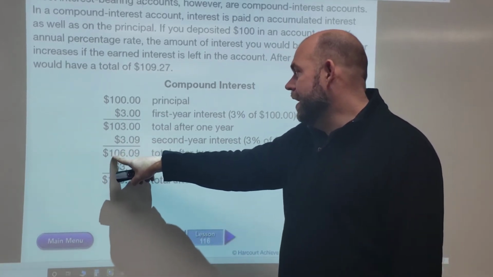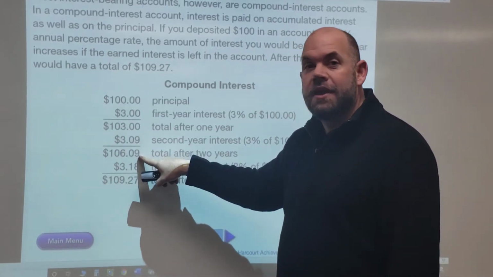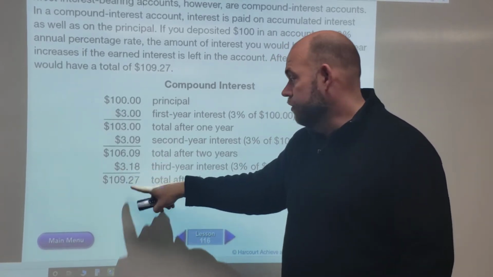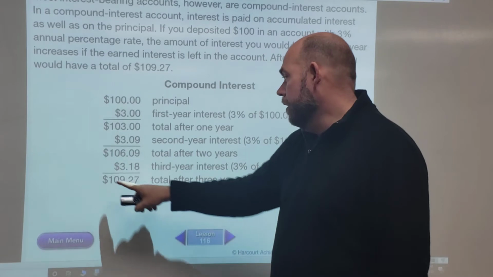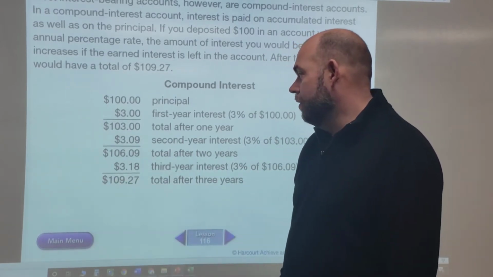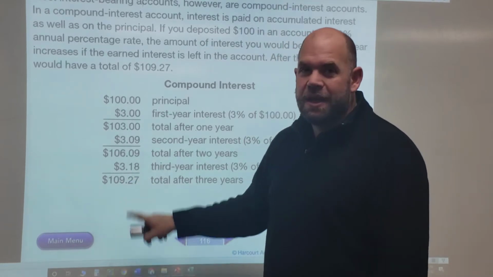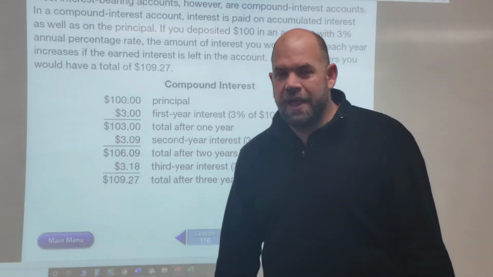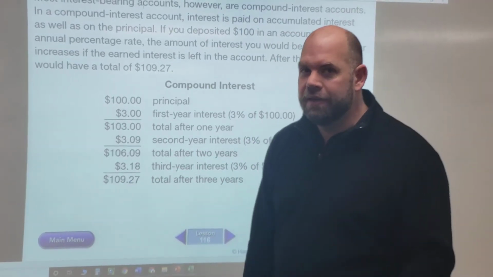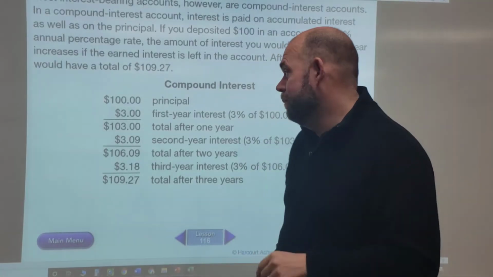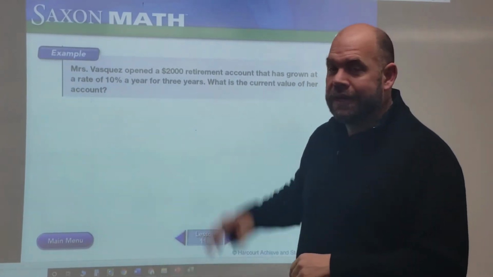So the next year, now you have a total of $106.09. You take the interest on that, and that's going to be $3.18 the next year. So it just grows more year after year. So after 3 years, now you have $109.27. Now you'd say, we only made an extra 27 cents by having compound interest. That's not a big deal. Well, I'm going to show you a spreadsheet later on that shows how it can be a very big deal. All right, let's look at an example first.